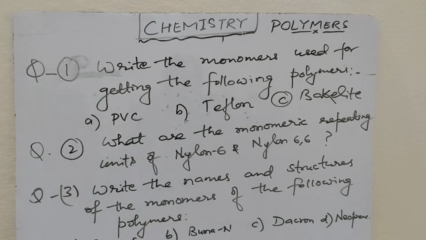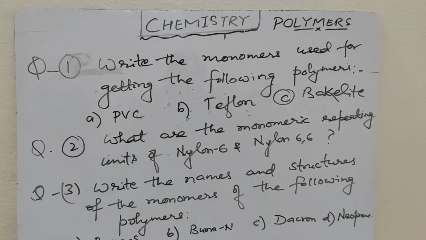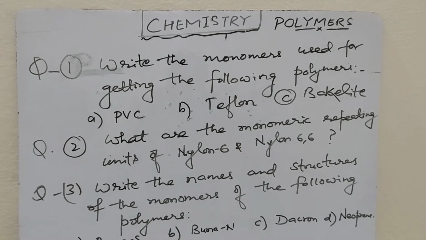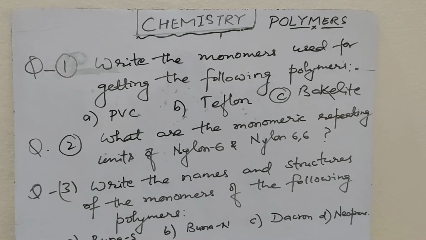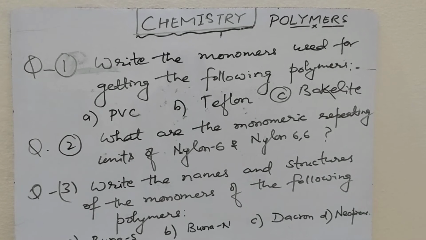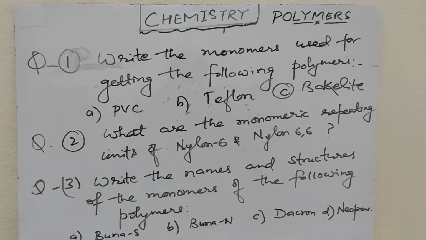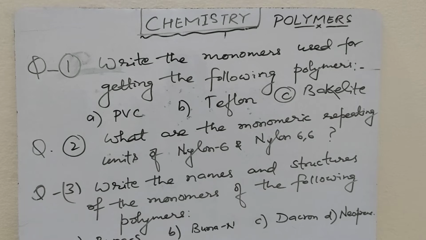PVC. PVC is polyvinyl chloride. The monomer used to prepare polyvinyl chloride is vinyl chloride, also called chloroethene. The monomer used to synthesize Teflon is tetrafluoroethene. Teflon is used as non-stick cookware.